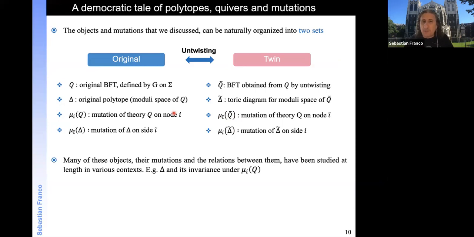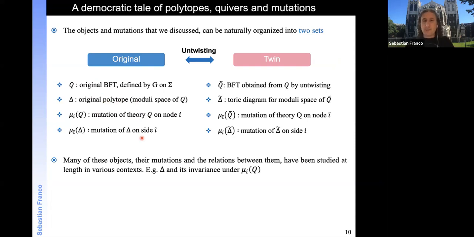Many of these objects and their mutations and the relations between them are things that we studied in the past, right? So for a long time, for example, we were interested in mutations of the quiver, Seiberg duality of the quiver, and invariance of delta under it, invariance of the moduli space. This was the whole story of when we were saying, oh, you have a single toric data and you have multiple faces for it. This is what we were doing here. We were also interested in untwisting. I told you, we were talking about BFT, mirror symmetry, Seiberg duality.